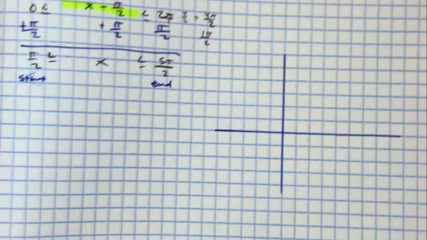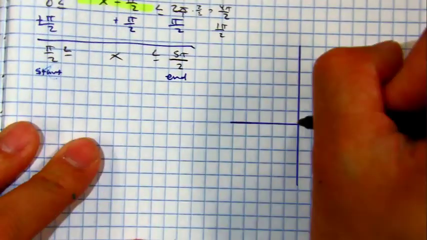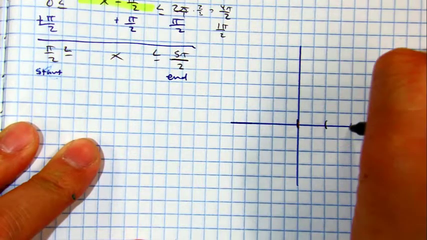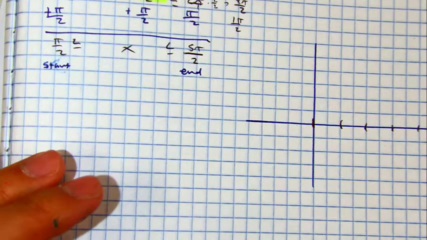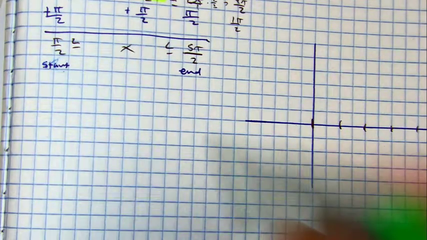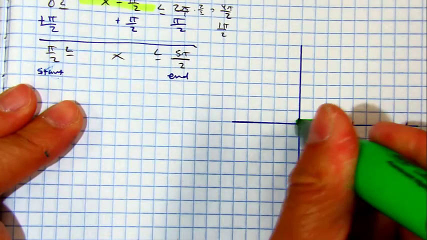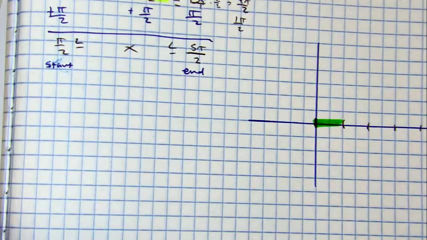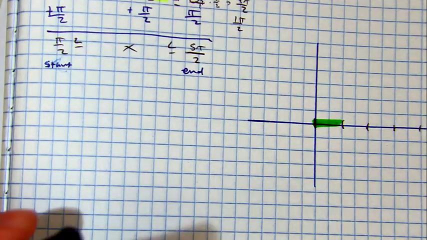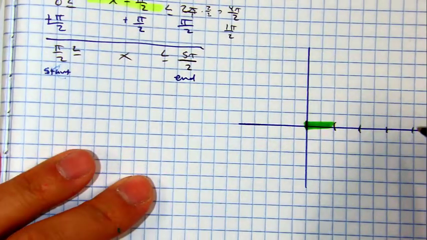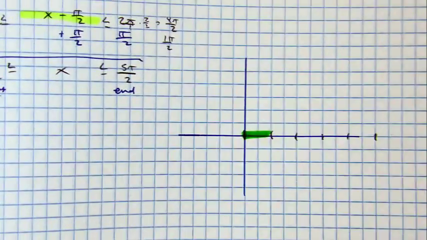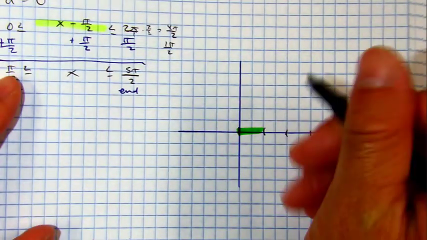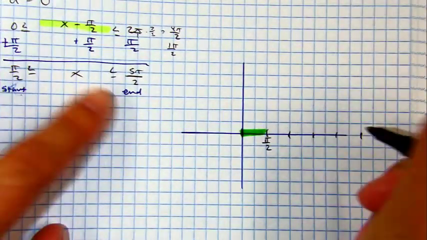So normally we would have our 5 values. 1, 2, 3, 4, 5. But it's being shifted pi over 2. So I'm not going to start at the origin. I'm going to start at that point. That's where I'm counting my 5. 1, 2, 3, 4, 5. I have pi over 2. 5 pi over 2.